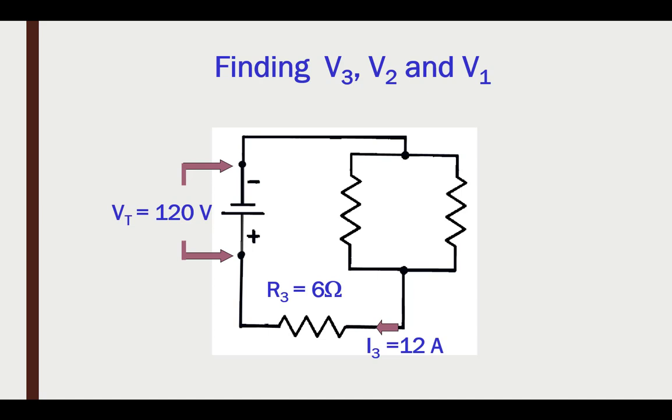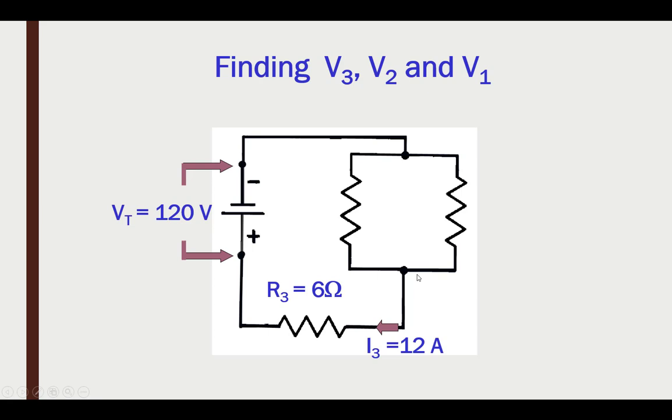The way I would look at this, so I have 120, but it's not all across this. Some of this 120 got divided here. These two are in parallel. They can be combined into an equivalent resistance that would be in series with this, and then that would mean this 120 volts gets divided among this and this.